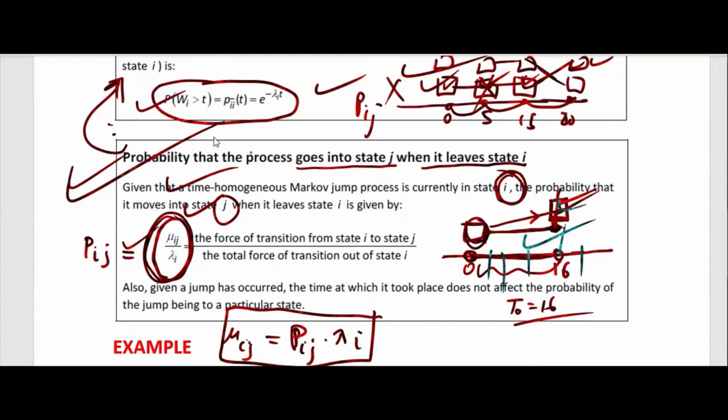And I am not interested in the waiting time. Once he changes the state, where will he go and what is the probability that he will go there? This is what we find, Pij.